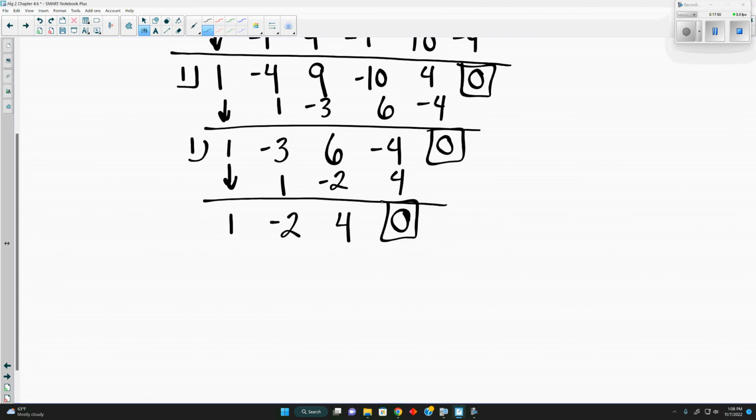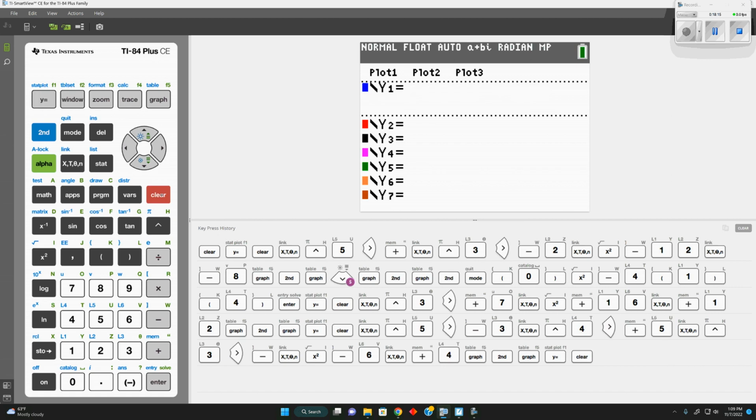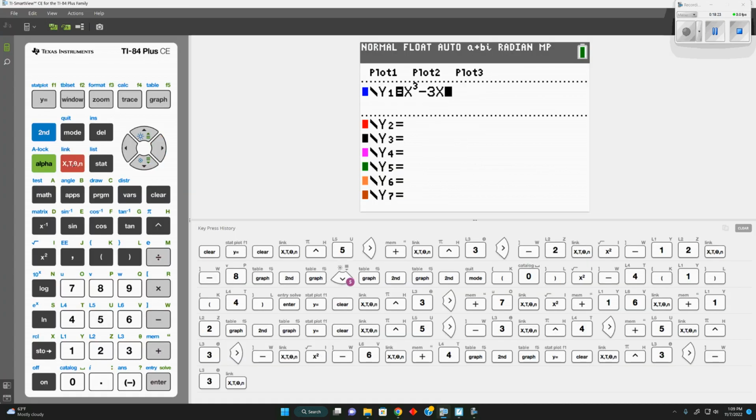Now, for the previous one, the equation we actually have is x to the third minus 3x squared plus 6x minus 4. You don't have to write this down. But this is what it would be, yes? Now, the normal function doesn't tell us exactly if 1 is repeated twice. 1, -3, 6, -4. X to the third minus 3x squared plus 6x minus 4.